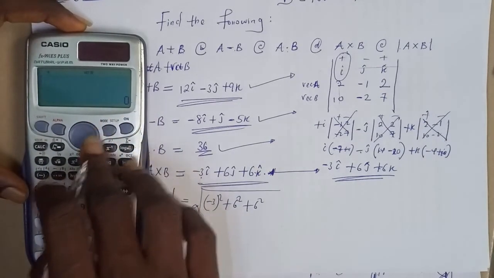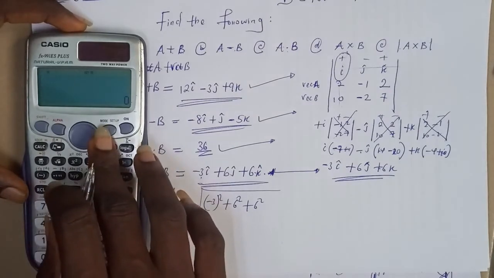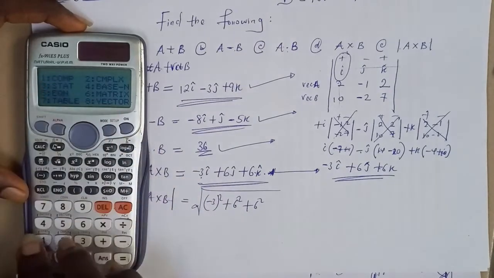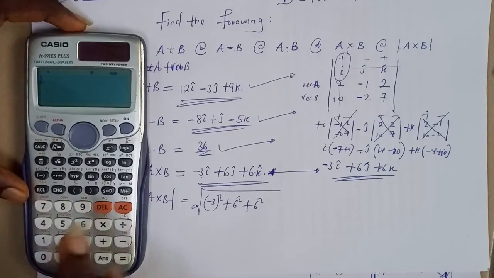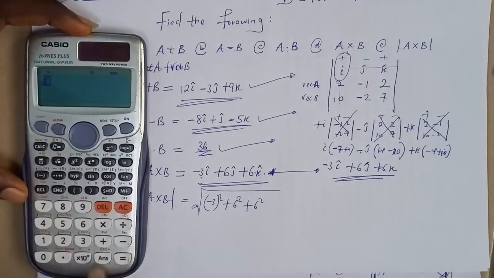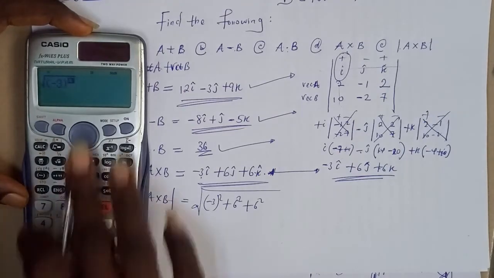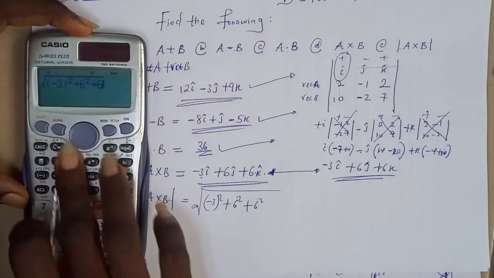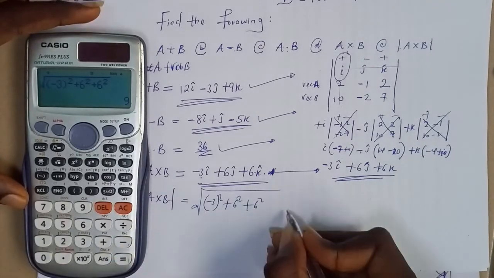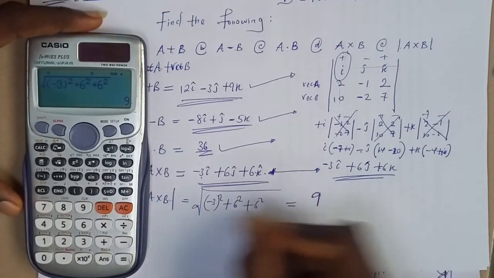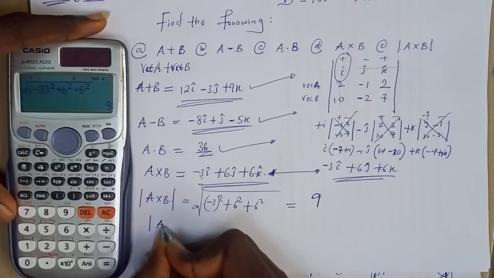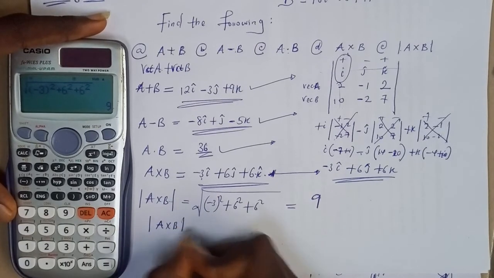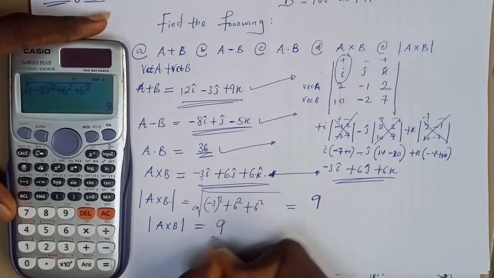And how will you do that? Return this calculator back to the computation mode, which is go to mode, click on computation, which is number 1, and then you have your square root. Then you open a bracket, minus 3 all raised to the power of 2, then positive 6 all squared, then positive 6 all squared, which is very, very fast. Hence, the final answer to this is what? 9.